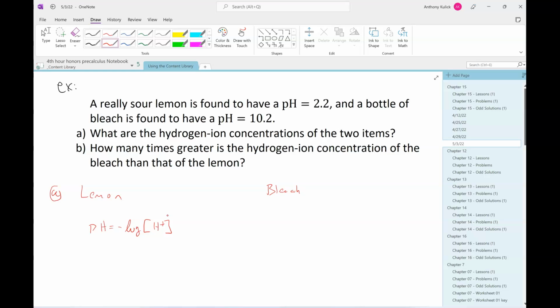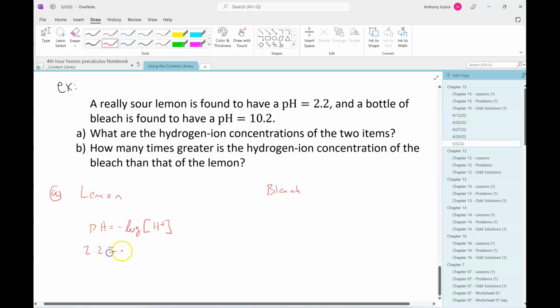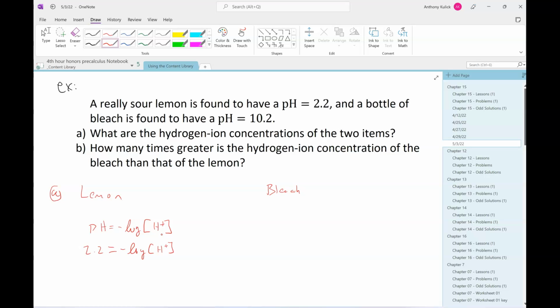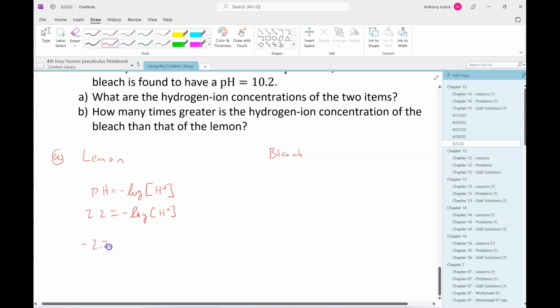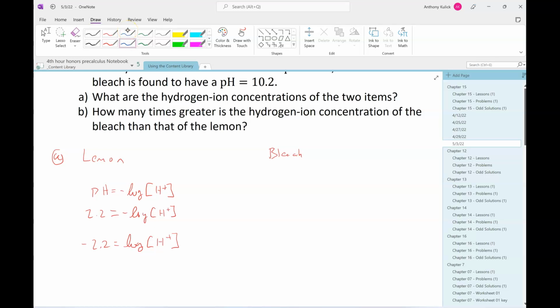All right. So what are we filling in for the pH part? 2.2. And then to solve for the concentration of the hydrogen ion, what's the first thing I should do? Yeah, get that negative out of there. So we'll divide by -1 or multiply by -1. They're both going to accomplish the same thing. I just got to get that log part by itself. And then how are we getting rid of the log? Base 10. Exponent base 10.